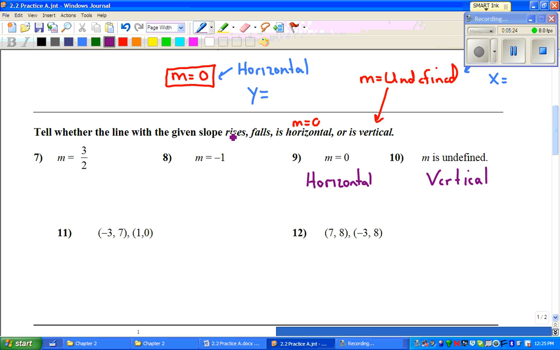Now, these ones, they're talking about rising and falling. Obviously, something that would rise would be something that has a positive slope, right? And something that falls would have a negative slope. So this one right here is going to be a line that rises. This one's going to be a line that falls. These ones right here, why don't we go ahead and use the slope formula first, and then we'll be able to decipher whether or not they rise or fall. Okay?